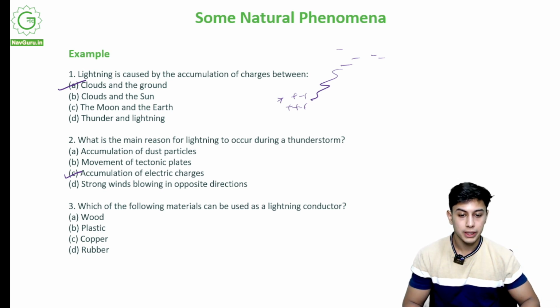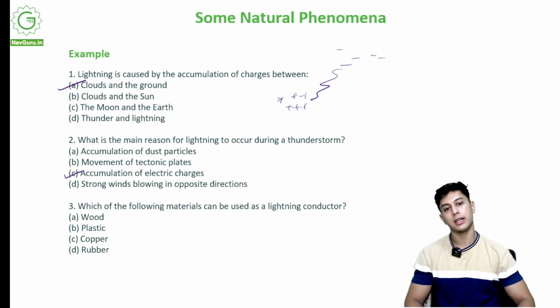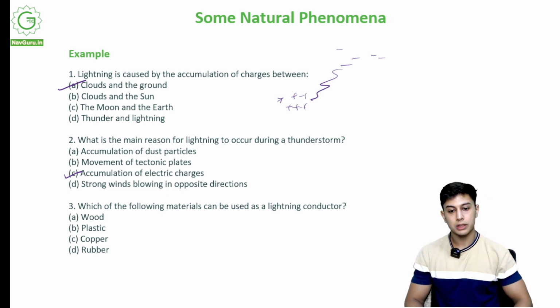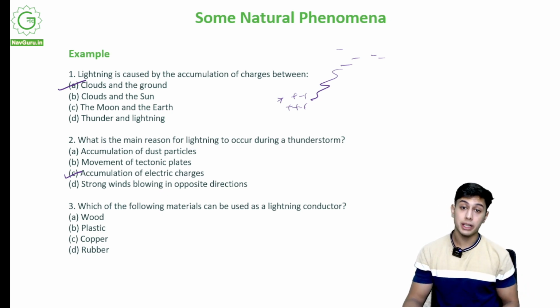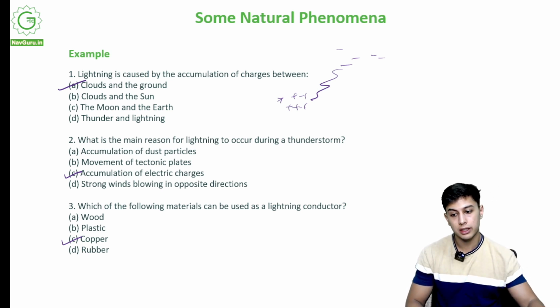Which of the following materials can be used as a lightning conductor? What is a lightning conductor? It is placed on a building and lightning travels safely through that lightning conductor to the ground. Now, which material can be used? A conducting material. Wood, plastic, copper, rubber. It is copper. Copper conducts electricity very well, so we can use it to transfer that electrical shock.